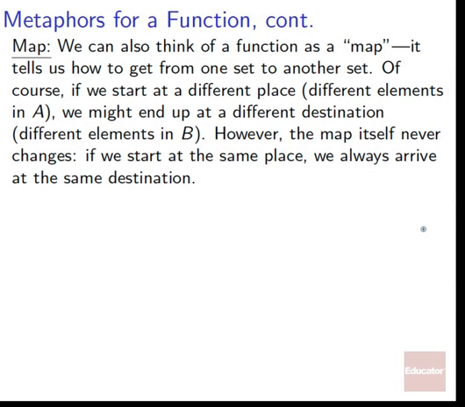The map itself, though, never changes. If we start at the same place, we always arrive at the same destination. So if we start in San Jose, California, and then we go 100 kilometers to the north, I actually have no idea where that is, but we will be 100 kilometers north of San Jose. And then if we start in San Jose again on another day, and go 100 kilometers north, we're going to wind up being in the exact same place.